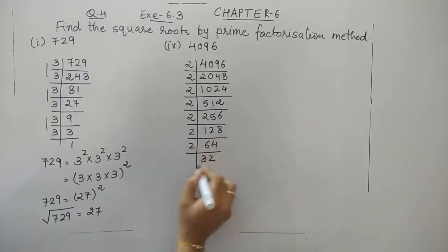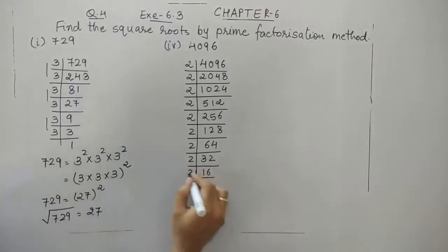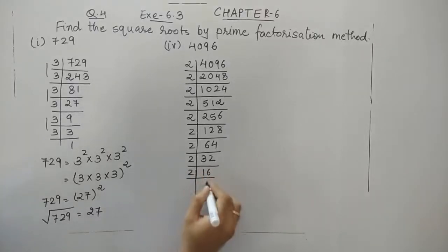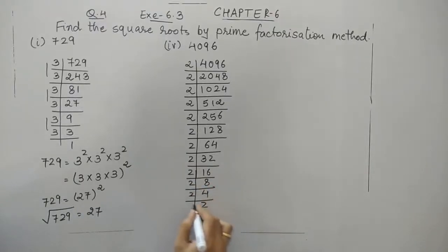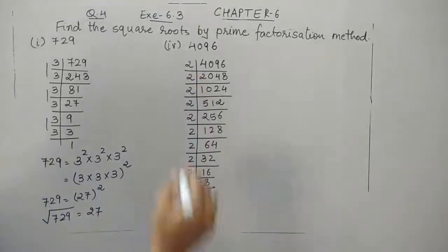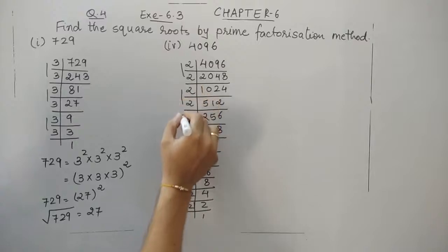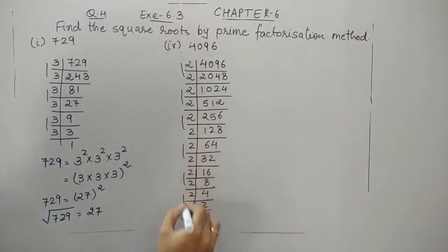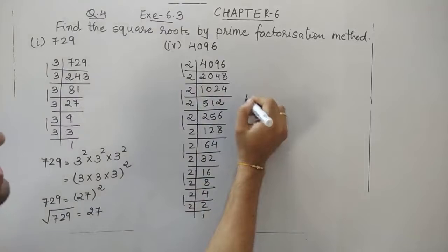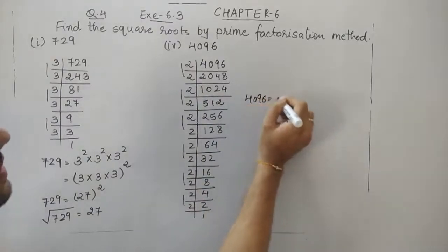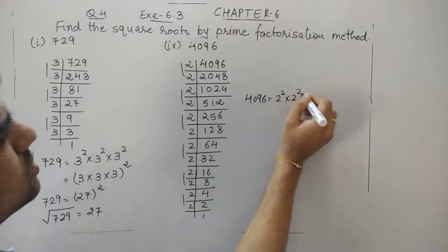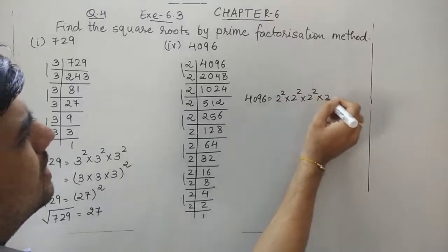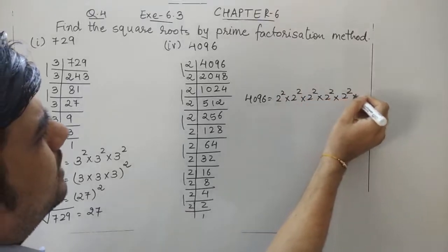It's 2 6s are 12, 2 4s are 8, 232, 216. It's 2 8s, I'm sorry. 2 8s are 16, 2 4s are 8, 2 2s are 4, and the last we obtain 2 1s are 2. So all are the factors in the form of 2. So 1 pair, 2 pair, 3 pair, 4 pair, 5 pair, and 6 pair. So we can write here that 4096 is 2 square, 2 square, 2 square, 2 square, 2 square, and 2 square.